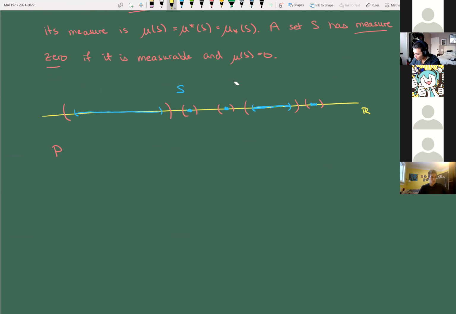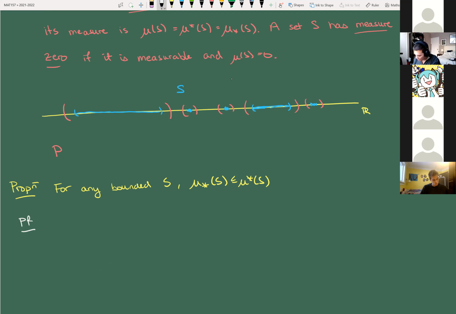Okay, let's prove something quick here. Proposition: for any S, really for any S, but let's say for any bounded S, we're always going to be dealing with bounded sets. For any bounded S, the inner measure is less than or equal to the outer measure, right? So that's not crazy. Proof of this.